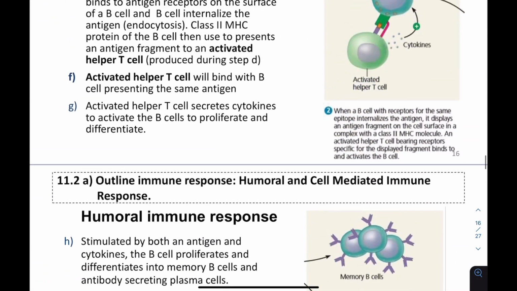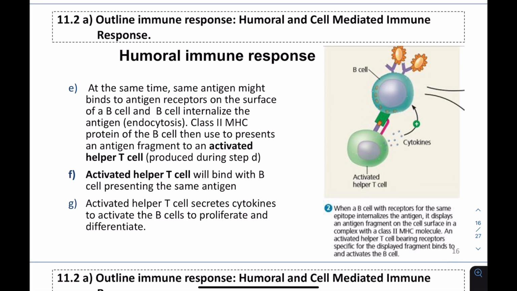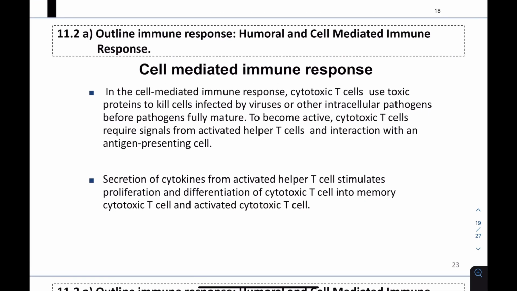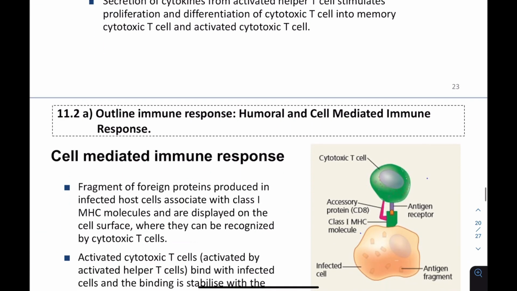So if you remember from previous slide, this slide, so activated helper T cell bila dia bind with B cell, dia akan secrete cytokine, dan cytokine ini activate kita punya B cell to proliferate and differentiate kan. These cytokines will also activate kita punya cytotoxic T cell untuk kita punya cell mediated immune response. So cytokine that is produced by the activated helper T cell will also activate kita punya cytotoxic T cell and stimulate it to proliferate and differentiate into memory cytotoxic T cell and activated cytotoxic T cell.